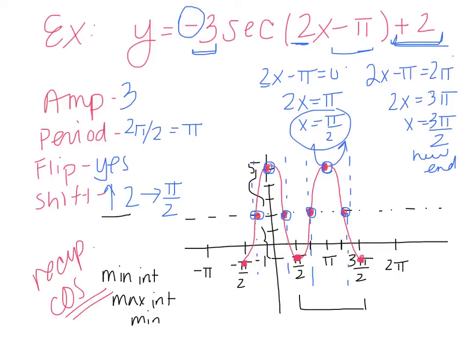So you flip the parabola, reflect it vertically, and your secant graph will look this way. Your minimums become relative maximums. So again, you're just flipping all the points between the asymptotes. And that is how your secant graph should work.